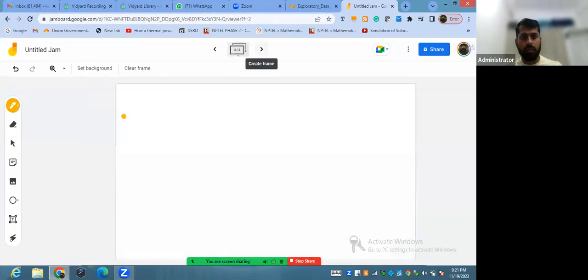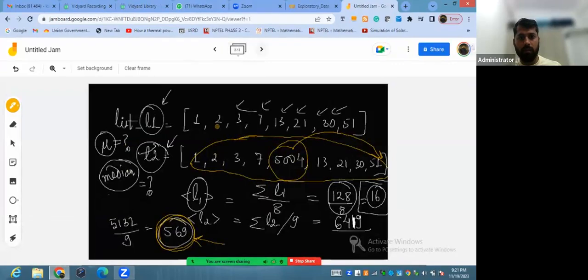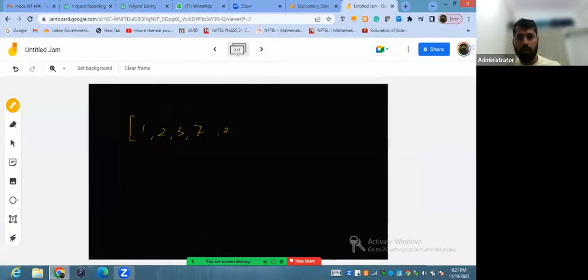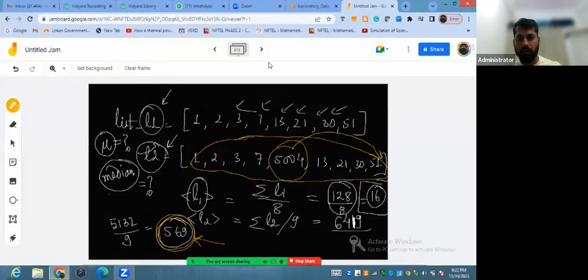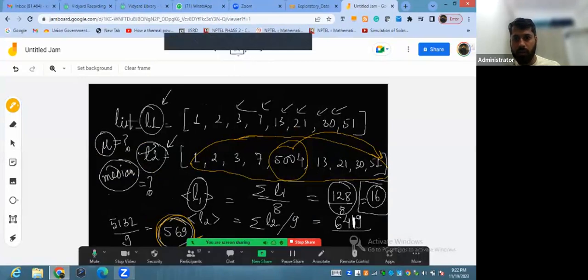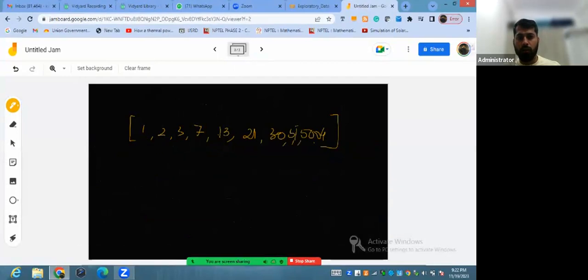See, the median value comes out to be, what was the value? 7, 13, 21, 30, and now 5004. See, the median value is 1, 2, 3, 4, 5, 6, 7, 8. I missed something: 13, 21, 30, 51. I missed 51. So 30, 51, 5004. If you go 4 values from here and 4 values from here, this is the median value.